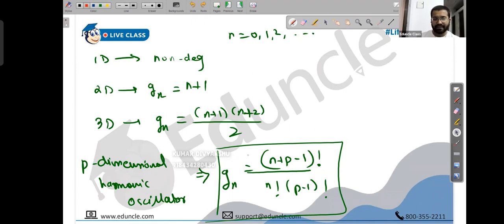Okay, so we can check this formula. The most complicated one is 3D. Let's check for 3D. For 3D, the value of p will be 3. Because it is p-dimensional, so 1 dimensional, 2 dimensional, 3 dimensional; 3 dimensional means p is 3.